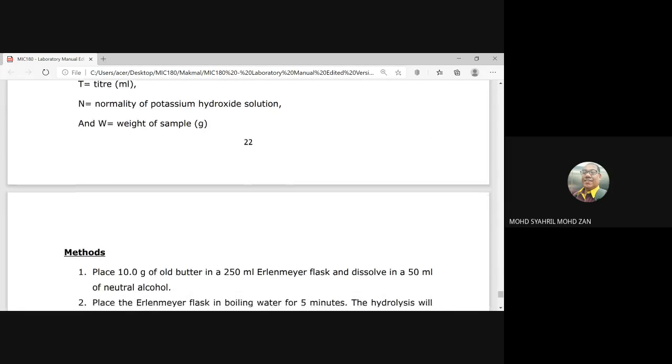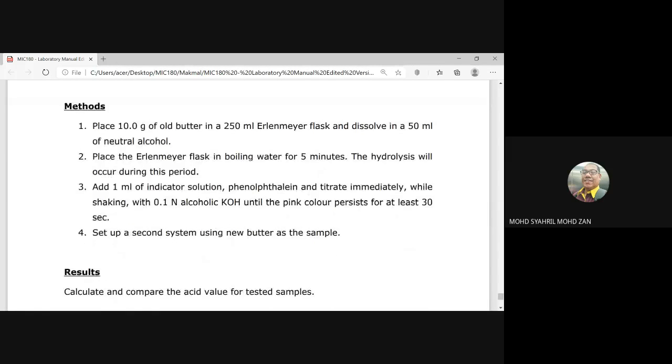So how are you doing the acid value? First of all, you have to find the weight, W. So we take about 10 grams of old butter. Okay, there you find the W there. In the 250 ml Erlenmeyer flask. So for the Erlenmeyer flask, you can put a maximum of 250 ml. Okay, itu masuk dekat sini ayat ni.